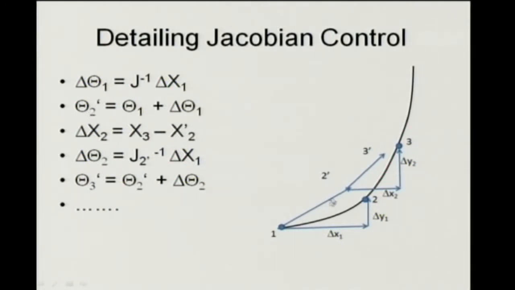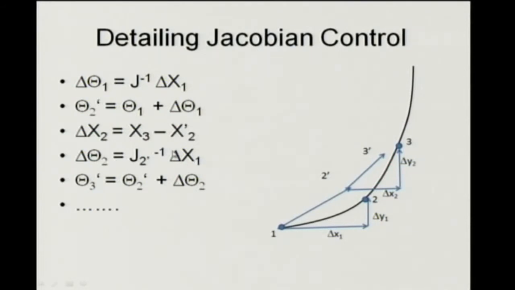Now, once I am sitting here and I want to go to point 3, next step I am going to calculate my delta x2 and my delta y2. Please note that I do not calculate delta x2 as this value. I use the position where I have reached, not my target position. So, I have reached here, so I am calculating delta x2 as this and delta y2 as this. Not these two values. This is worth noting. So, essentially delta x2 is the vector x3 minus the vector x2 prime.